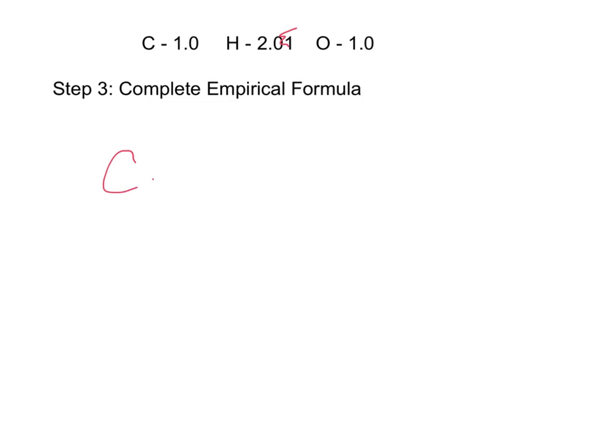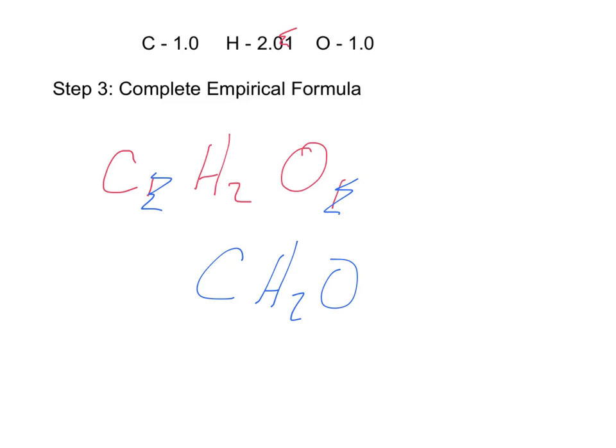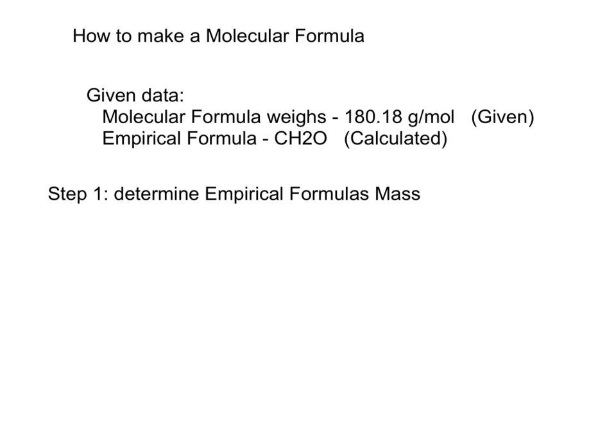I've got C1H2O1, and remember, when we're doing this, we do not put ones in there. So my empirical formula is CH2O. And that's how we would take that, be it in grams or percentages, and create the empirical formula for this particular compound. Now the next step is molecular formula.